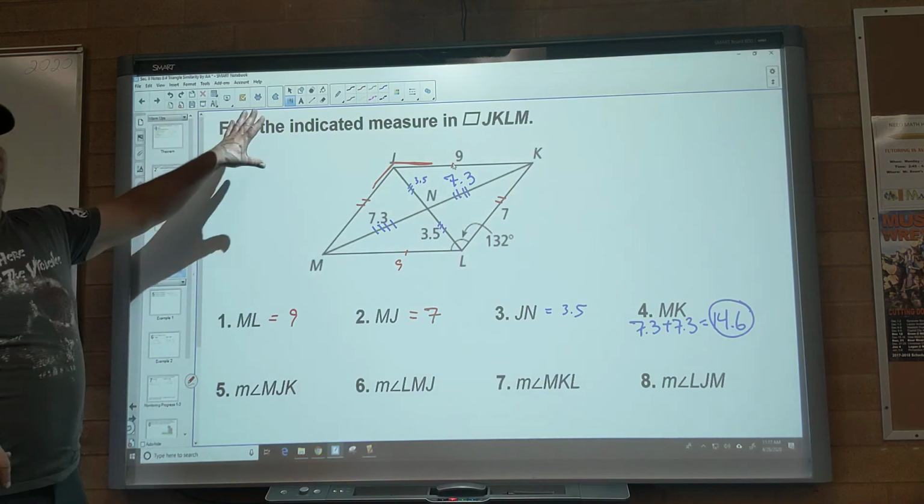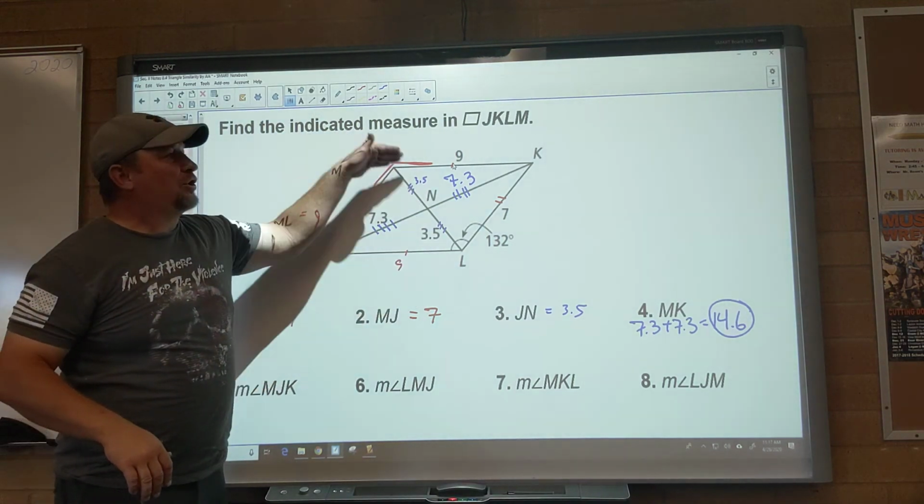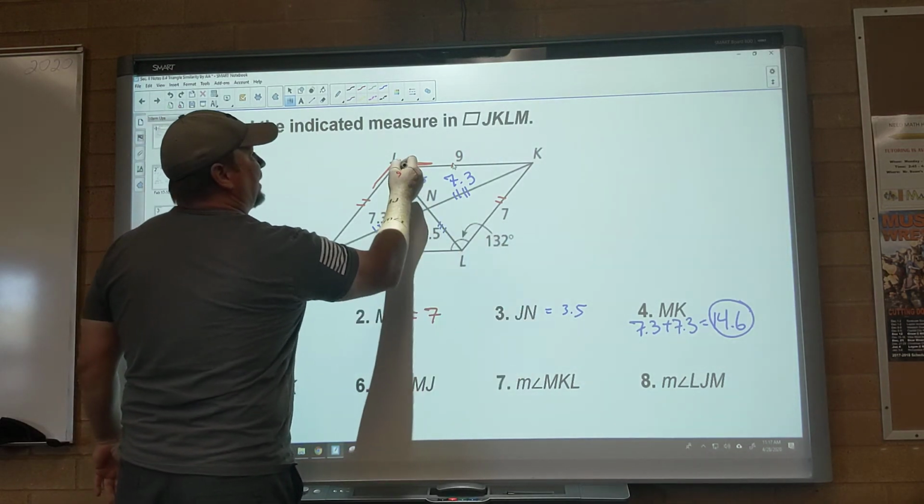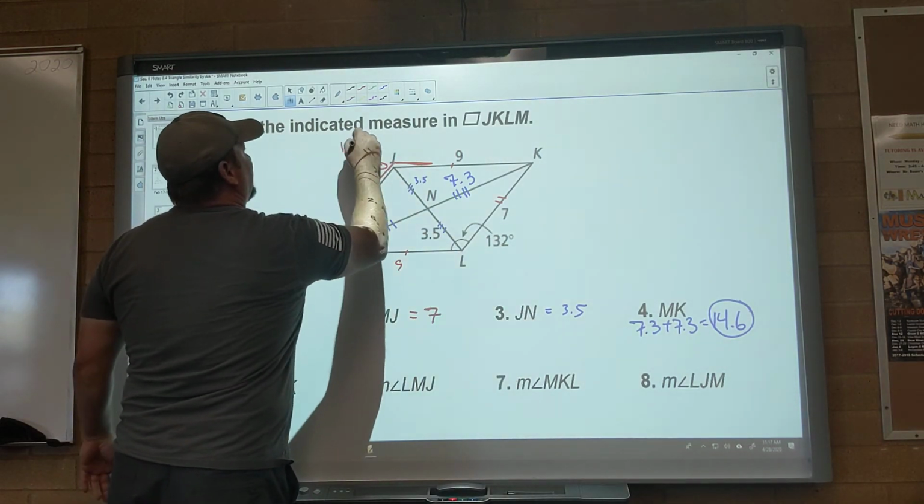Well, on a parallelogram, opposite angles are congruent. So this one down here is 132, so mine up here is 132.